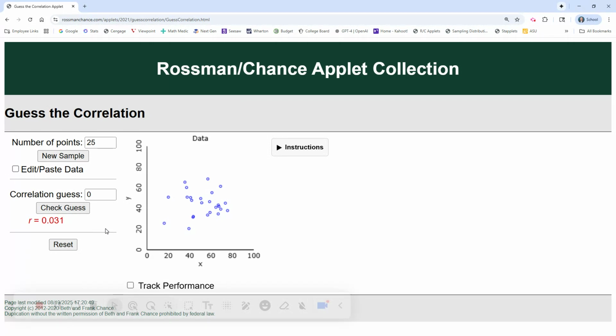Well, wow, 0.031. That is really close to 0. It's positive because barely, maybe you can see it's positive. One more time. What do you think that one is?